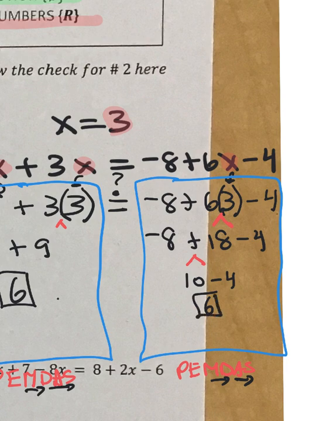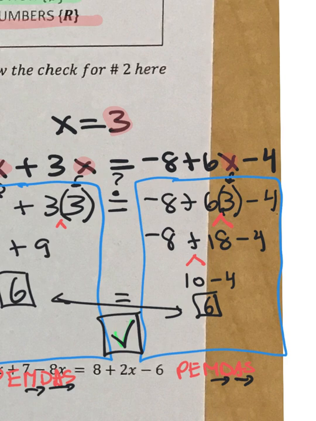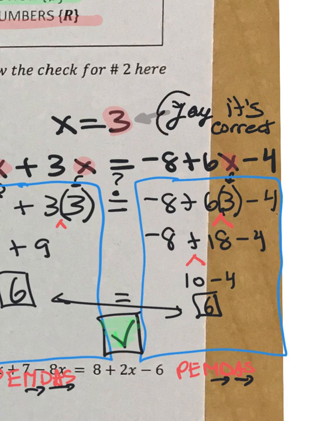Do you see how we have the same answer on both sides? So it is equal, so that means we actually did it correctly. So we're right, check. That means our answer is correct. And so x equals 3 is the solution. Yay, it's correct. So that is the correct solution.